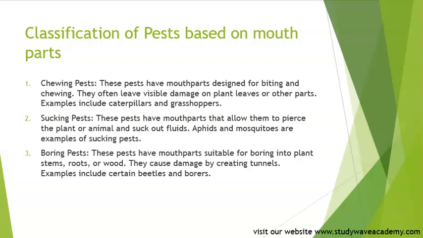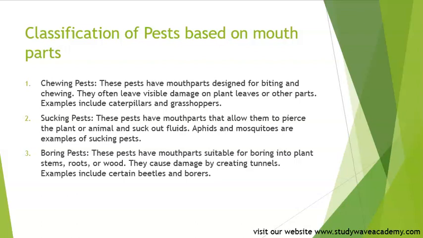Third, we have boring pests. These pests have mouth parts suitable for boring into plant stems, roots, or wood. They cause damage by creating tunnels. Examples include certain beetles and borers. Some pests have mouths for boring into plants or wood, creating tunnels.